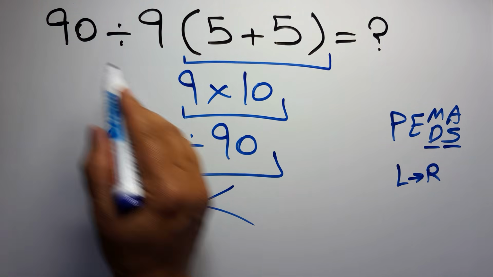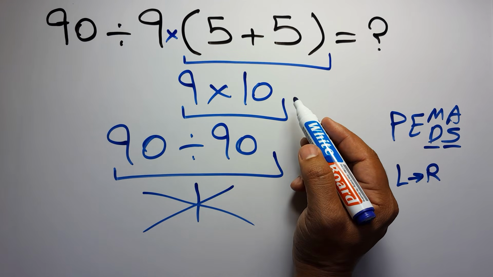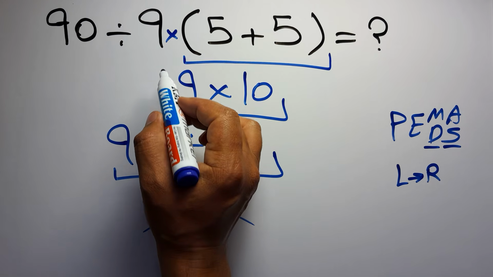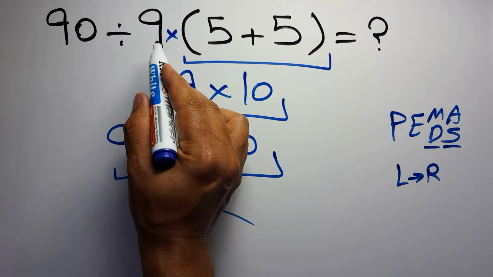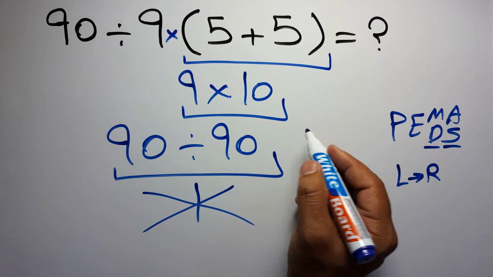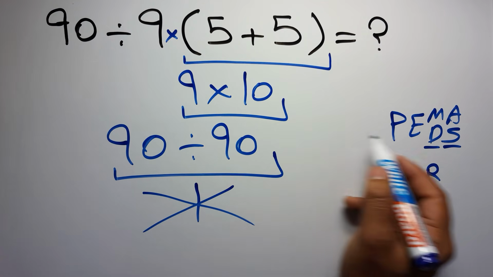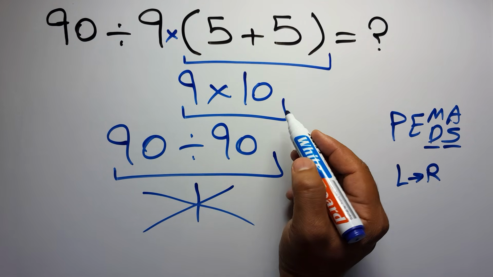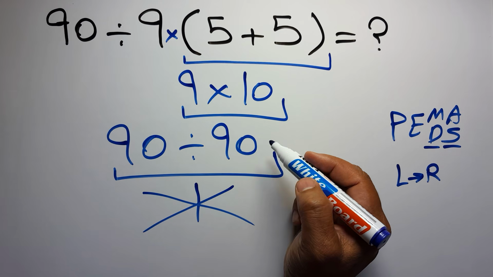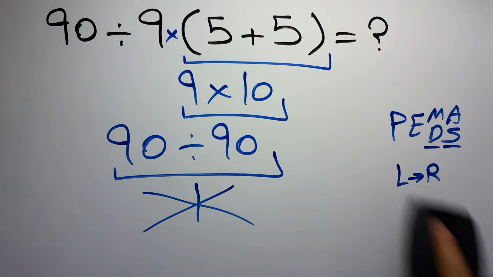In this expression, we have one division, one multiplication, and one parentheses. Inside this parentheses, we have one addition. Here we have a multiplication because in mathematics, when a number is placed next to parentheses, it means multiplication, and we usually don't write the multiplication sign for brevity. Okay, so according to the PEMDAS, first we have to do this parentheses, then this division, and finally this multiplication. If we do this multiplication before this division, it is wrong.